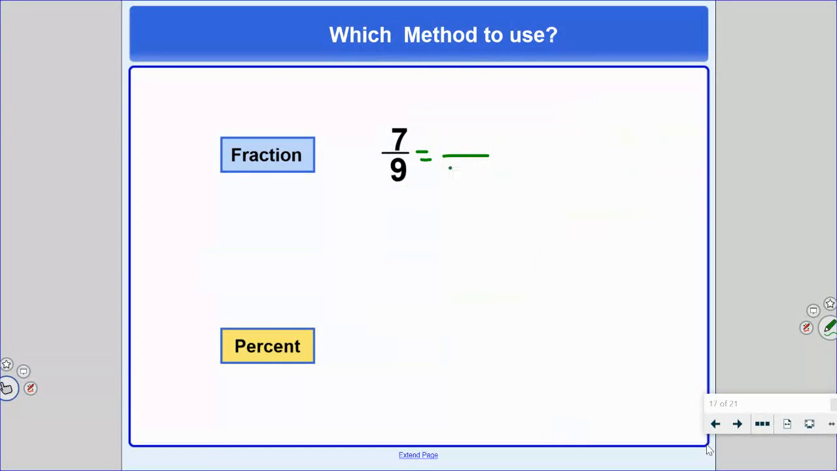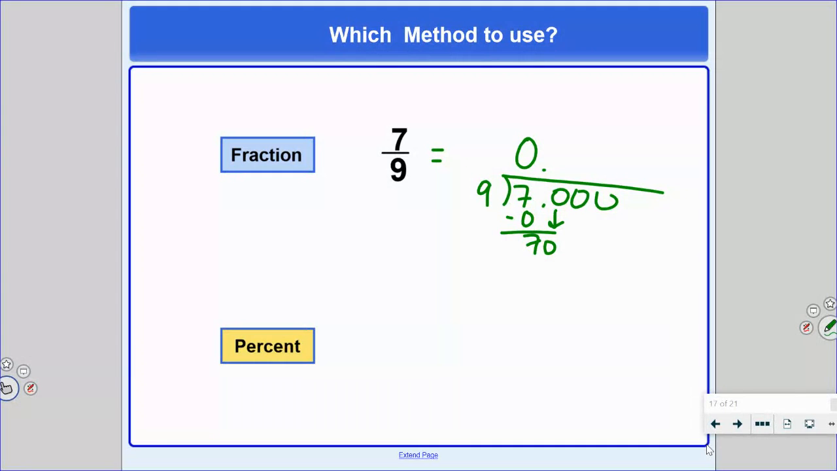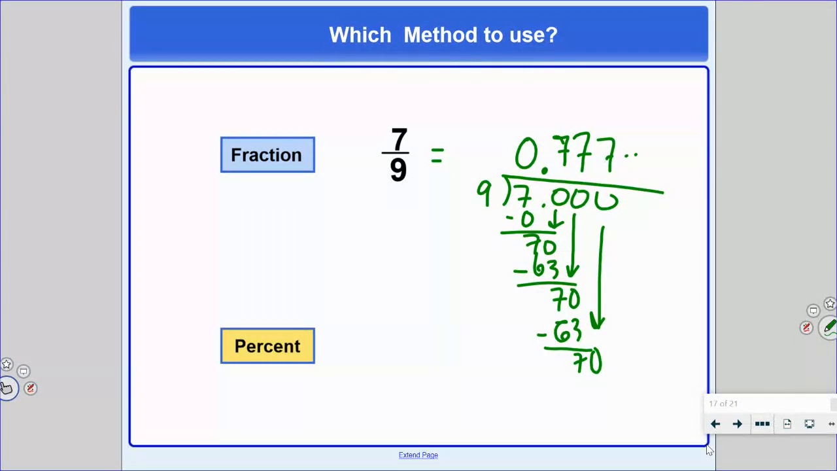Does 9 go into 100? No, it doesn't. So I'm going to go straight into division. Naturally, we have 0 because it's not over 100%. That makes sense. 9 goes into 70 7 times, with 7 left over. Interesting. 9 goes into 70 7 times, with 7 left over. And before you know it, you start seeing a pattern.